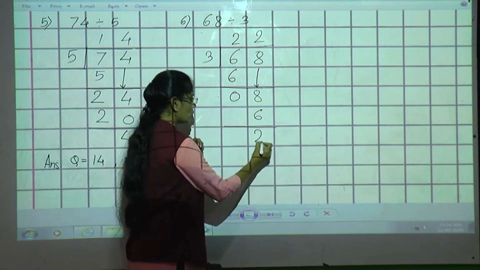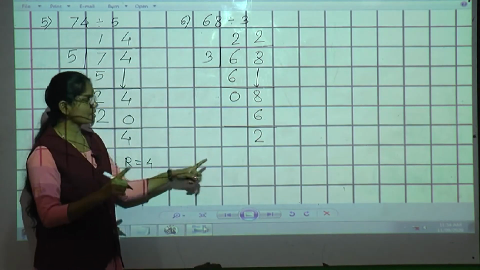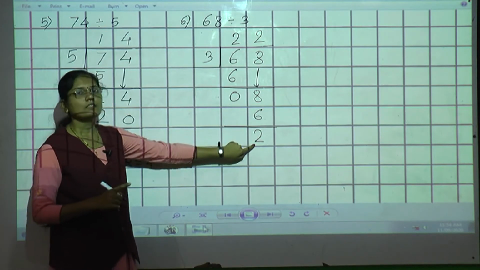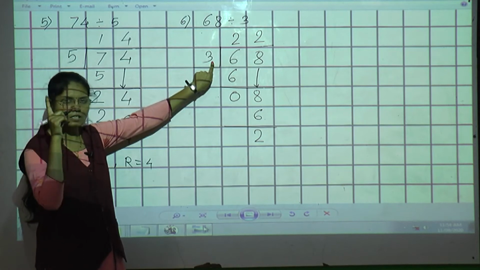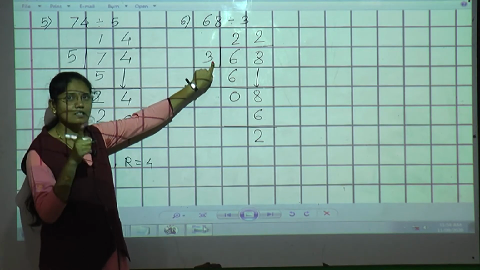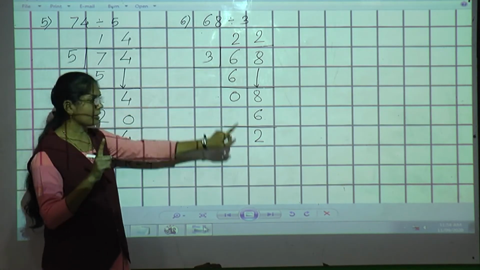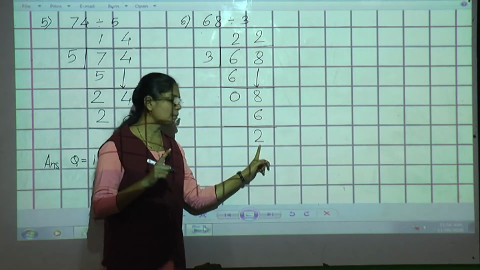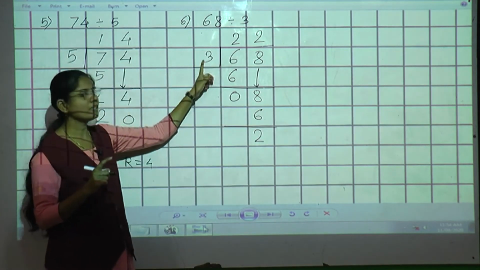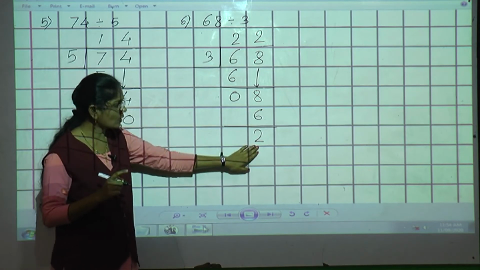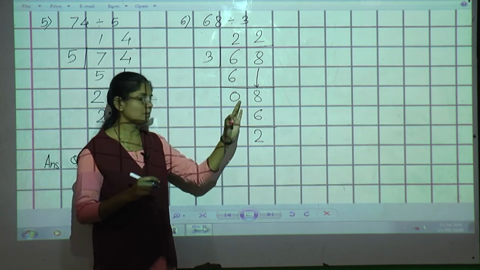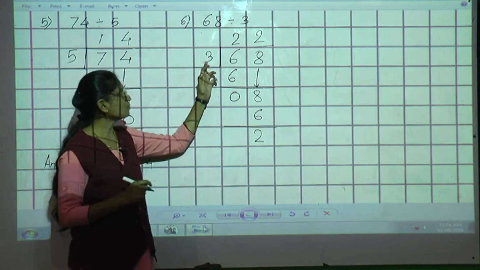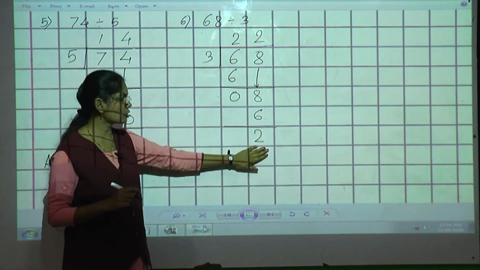So write here 2. Now see, all the time, this remainder should be smaller than the divisor. This is very important, and you have to keep this in your mind. The remainder should be smaller than the divisor. Here the remainder is 2, and the divisor is 3. Means the remainder is smaller than the divisor. So here we should stop.